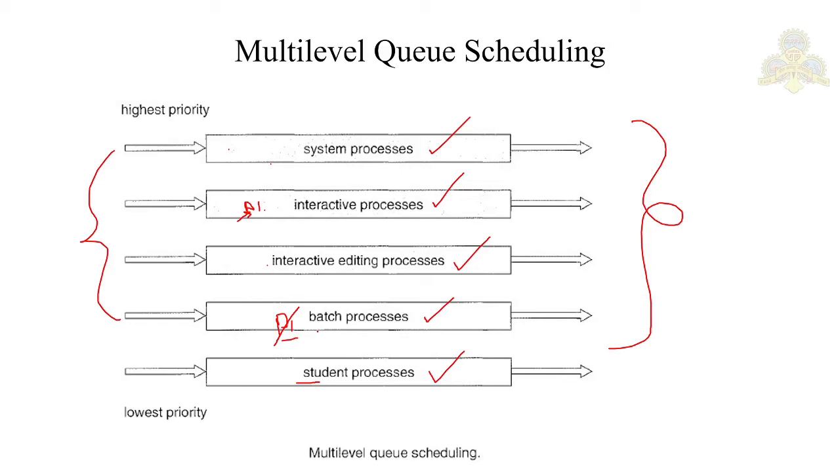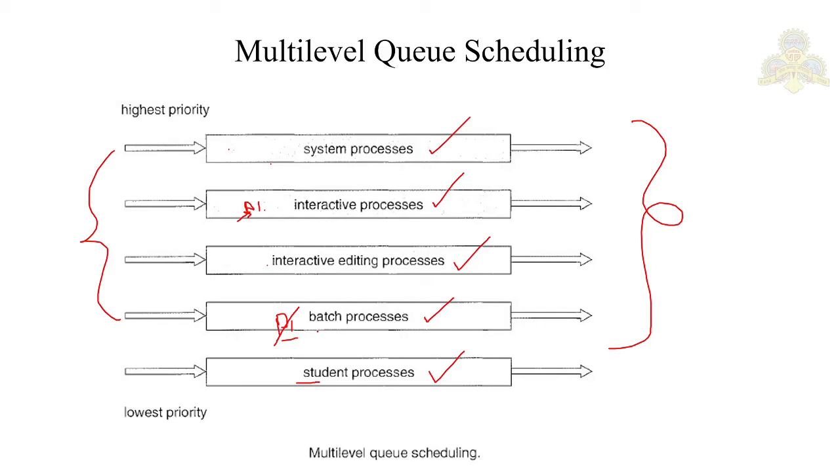Now another possibility is to time slice among the queues. That means each queue gets a certain portion of the CPU time, which it can then schedule among its various processes. For example, in the foreground and background queue example, the foreground queue can get 80% of the CPU time for round robin scheduling among its processes, whereas the background queue receives another 20% of the CPU to schedule its processes on an FCFS basis.